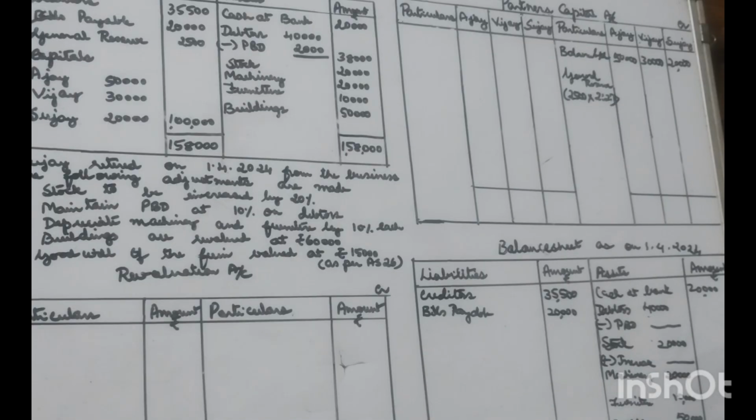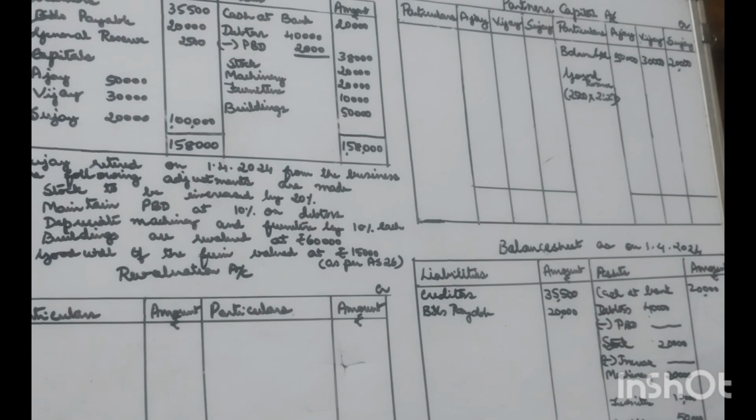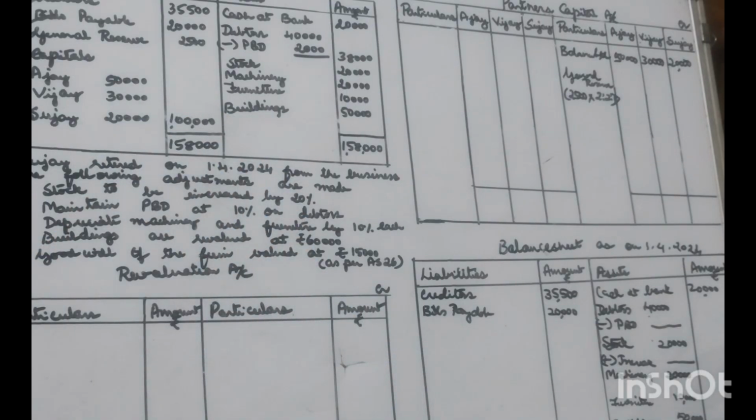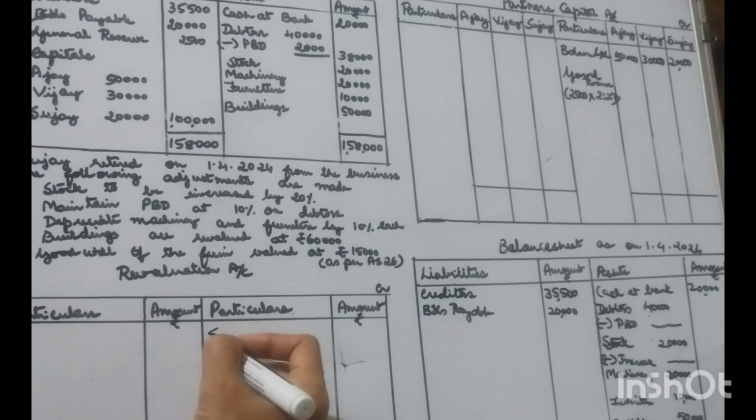So additional information: Sujay retired as on 1/4/2024. Sujay is the retiring partner from the business. The following adjustments have to be made. So first, stock to be increased by 20%. The value of stock has been increased.